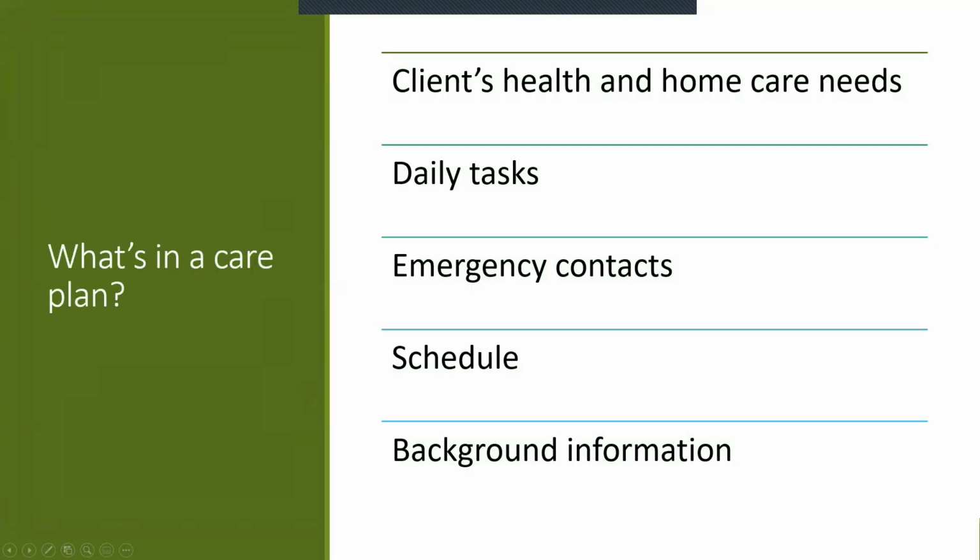What's in a care plan? It includes the client's health and home care needs, their daily tasks, emergency contacts, the schedule, and some background information on the person, like what they did before they retired or any special interests or hobbies.